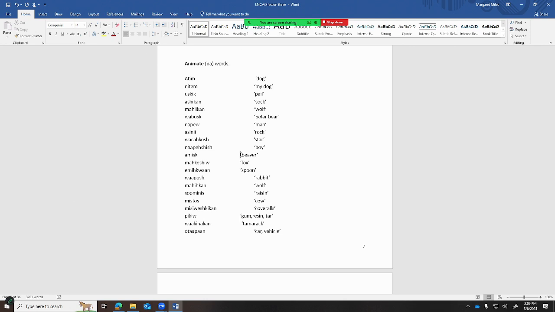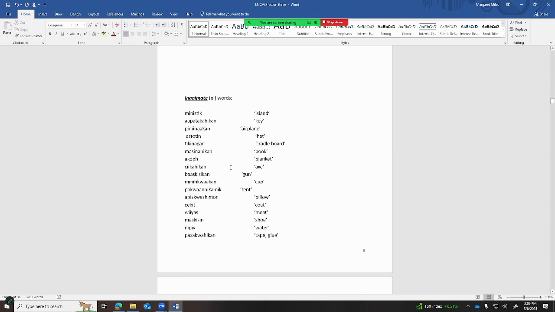Inanimate. Ministik, island. Abitagahigan, key. Pimanagan, airplane. Astutin, hat. Tikanagan, cradleboard. Masinahigan, book. Akuf, blanket. Tigahigan, axe. Baskasigan, gun. Minakagan, cup. Baganagamik, tent. Abiskoisamon, pillow.